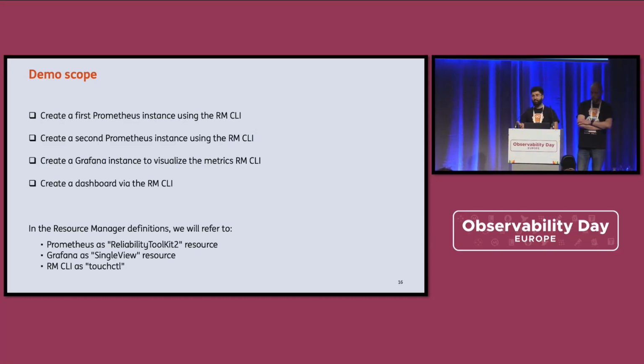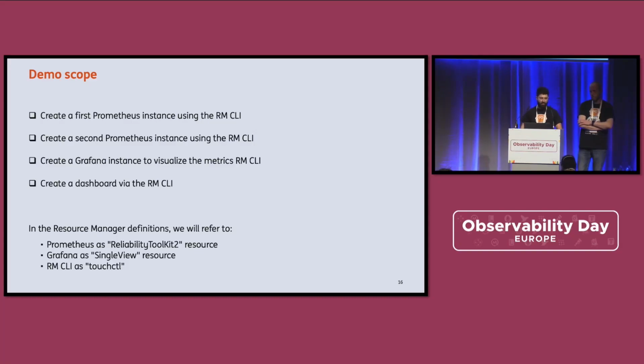Then we create a second Prometheus instance, just to highlight the fact that scraping is completely decoupled from visualizing. Then we will start a Grafana instance, where this Grafana will automatically have access to the data scraped by the Prometheus instances that were previously created. And finally, we will also apply a dashboard using the resource manager.